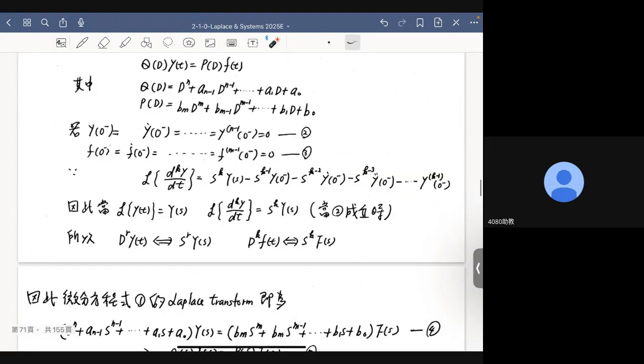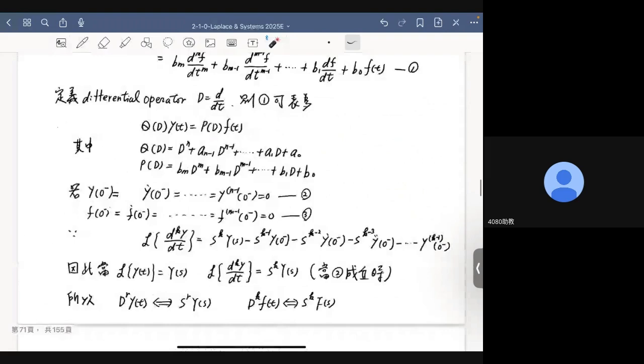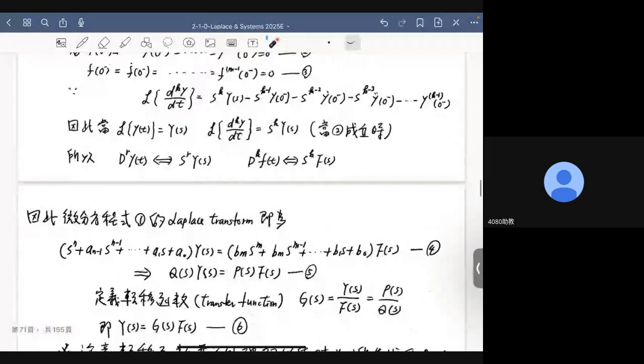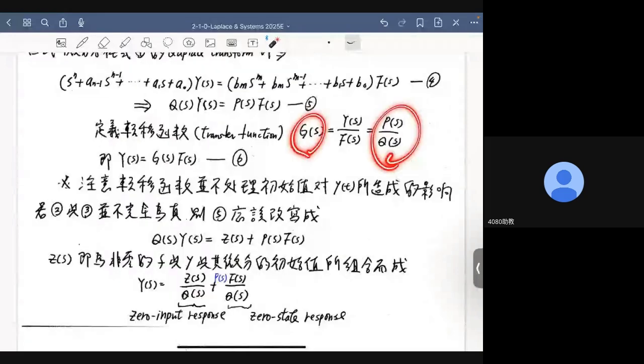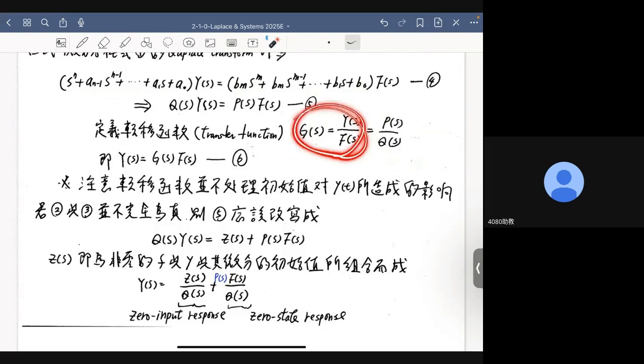Because once you know the differential equation, you know what Q is, you know what P is, and then you can determine the transfer function. These are knowns. P of s and Q of s are all polynomials of s. Another important thing is that based on the definition of transfer function, we have equation 6.